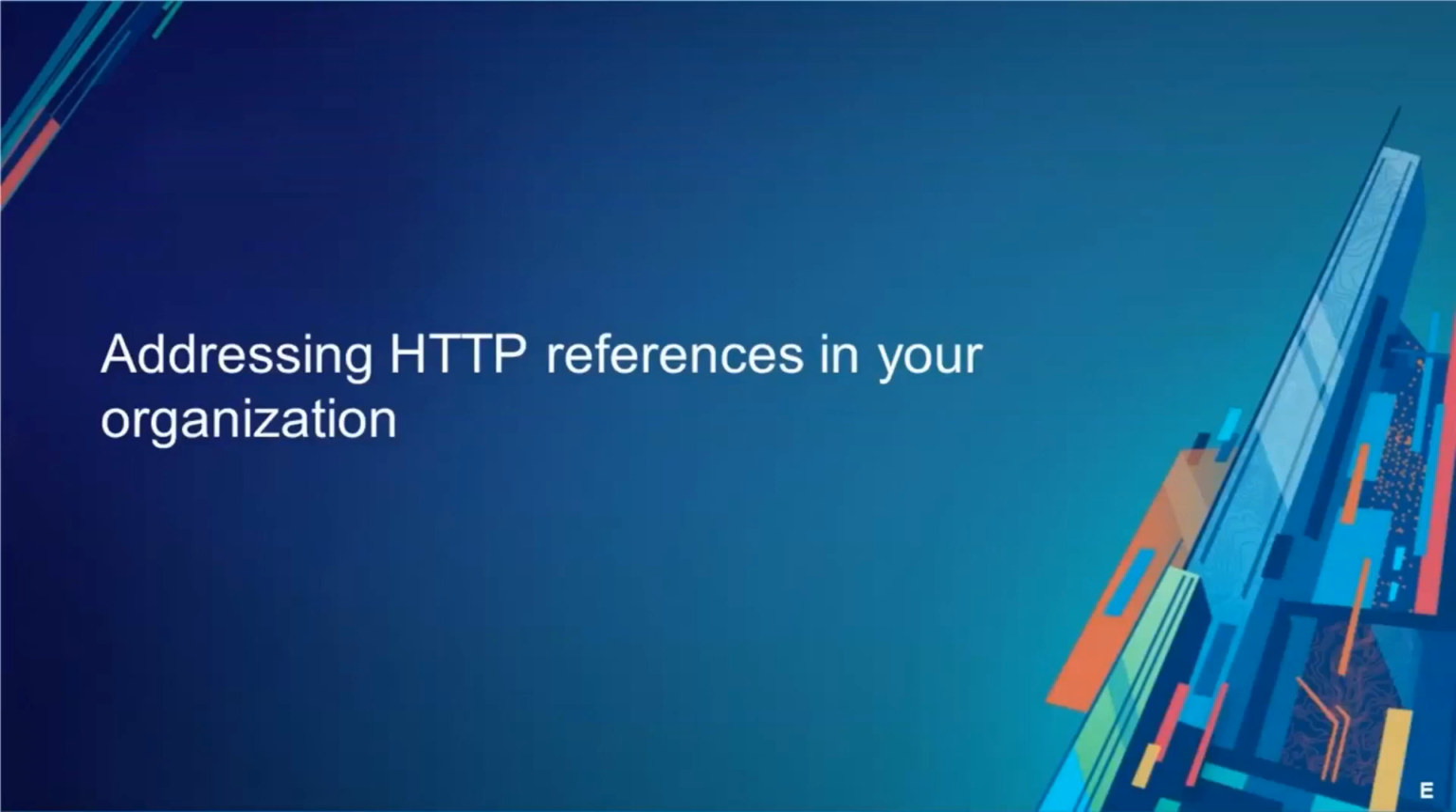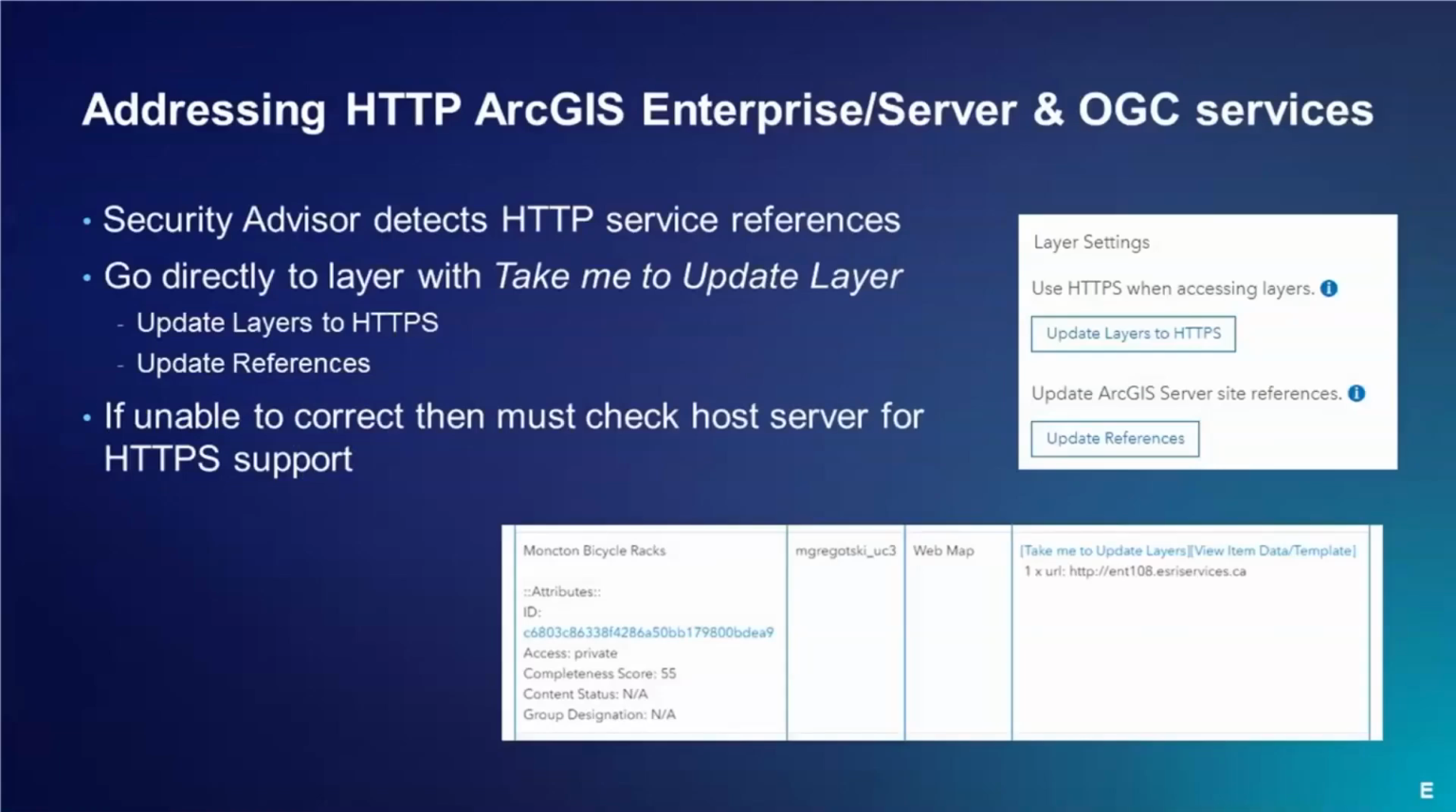Yeah, that's right. So far, we've seen how to detect HTTP references with the security advisor. In this next section, we're going to cover how to correct them. As I mentioned earlier, the biggest concern is HTTP, ArcGIS Enterprise, and OGC servers. The security advisor finds any web map that has references to HTTP services.